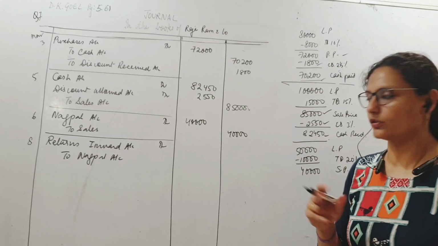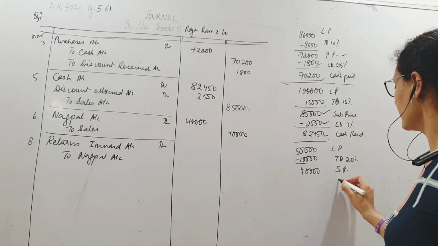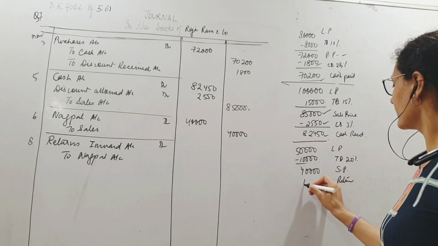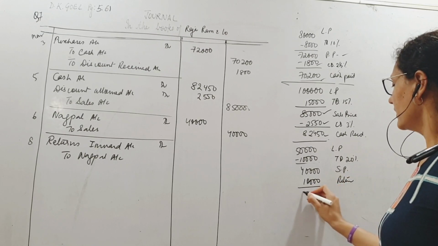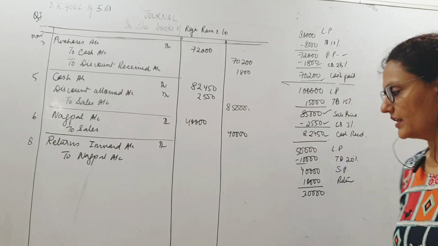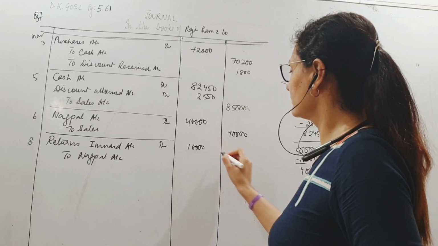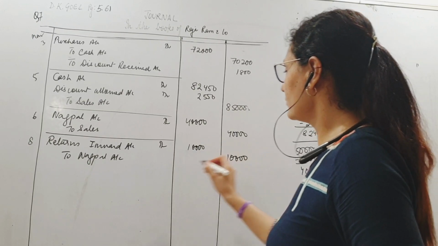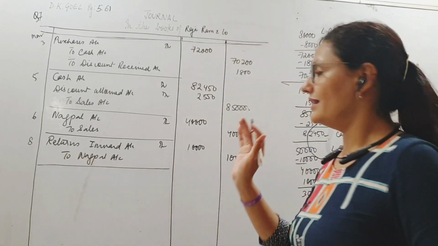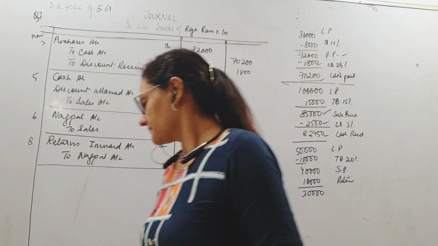How much? 1/4. 1/4 of what? The goods that have been purchased. So returns are 1/4. So now how much does he owe me? 30,000. Okay. 10,000 of goods has been returned. So this entry will be with 10,000. Returns inward is 10,000 and Nagpal will pay me less. How much less? 10,000.